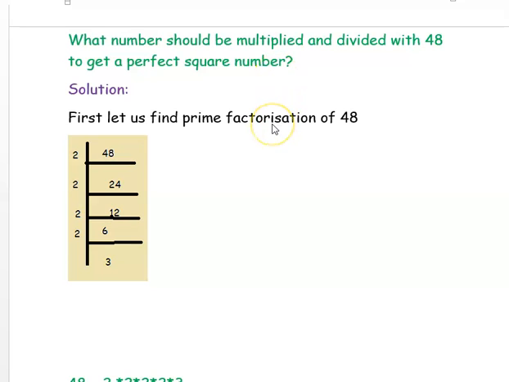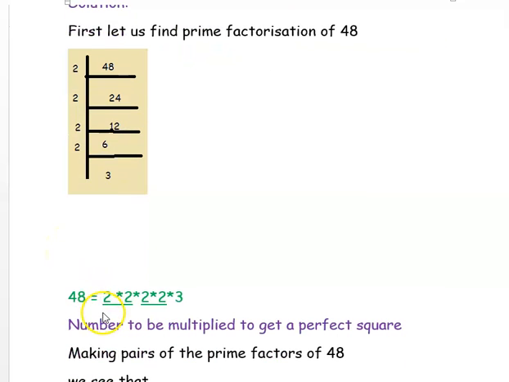In the previous case we have seen how to find the prime factorization for 48. So 48, repeatedly divide by 2. So you will get 24, 12, 6, and if you divide 6 by 2 you will get 3. So we can write the prime factors of 48 as 48 equals 2 times 2 times 2 times 2 times 3. So here 3 is the number which doesn't have a pair. So we are saying that 48 is not a perfect square.